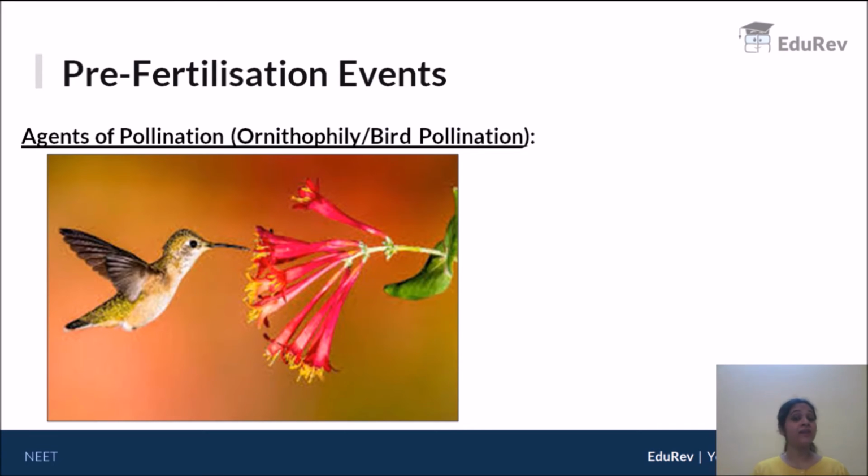Secondly, the amount of nectar that they will provide is also much more than what you will find in insect pollination. Now, why so? Obviously, a bird will draw in much more nectar than what an insect can draw in. So therefore, remember, bird pollinated flowers always have more nectar as compared to insect pollinated flowers. And also, they are way more brightly colored as compared to insect pollinated flowers.